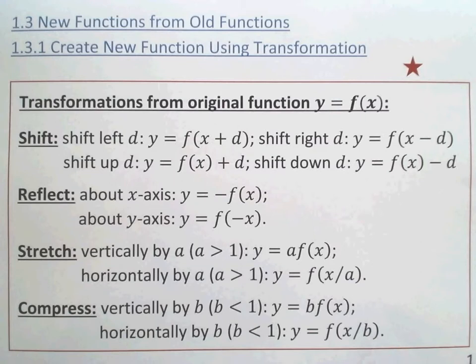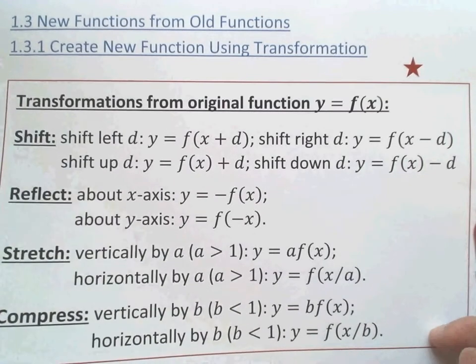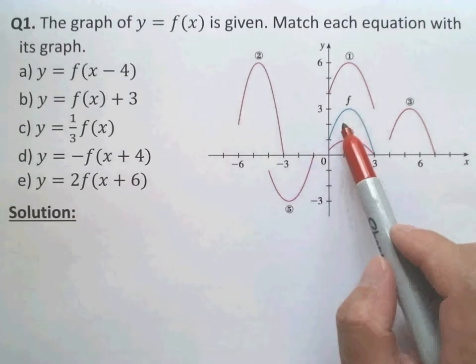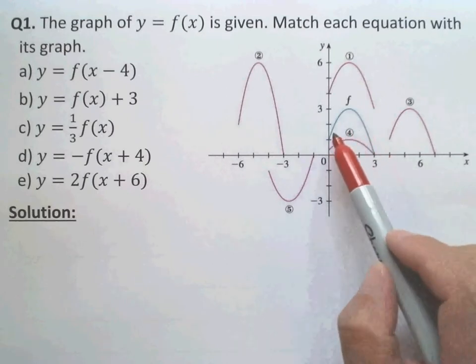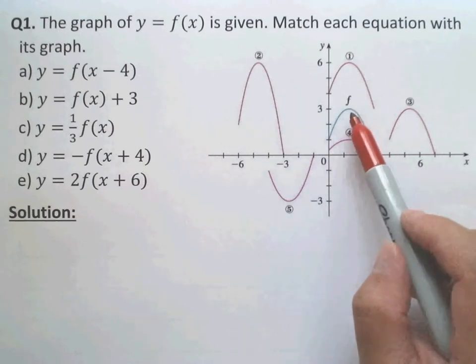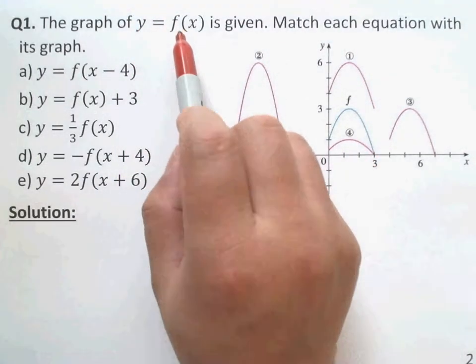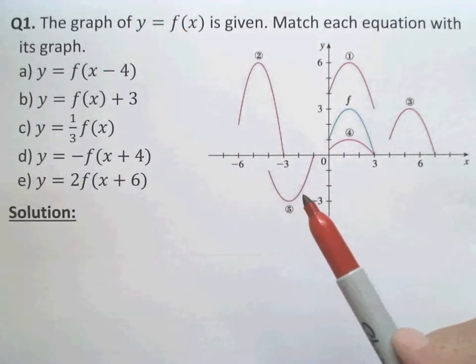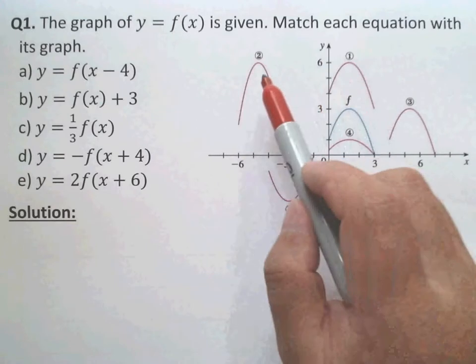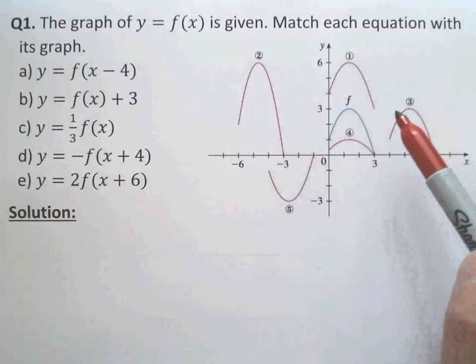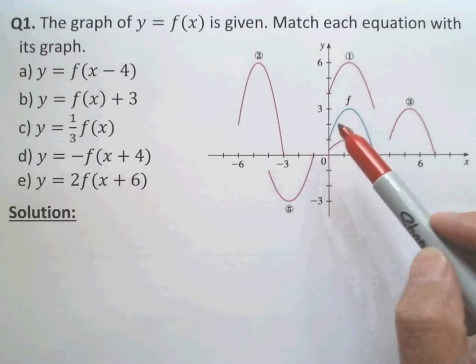Let me go on to show you an example. We can make new functions from older ones. The original function is the blue one, f. Can you see? The original is here, we call it y equals f(x). It's a given. Now we have different graphs, which are new functions transformed from the older function f.